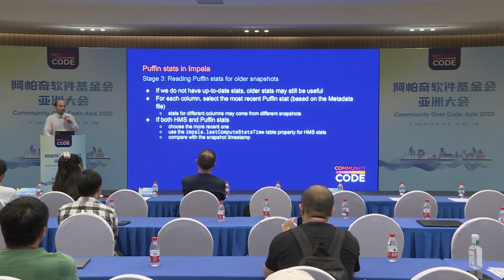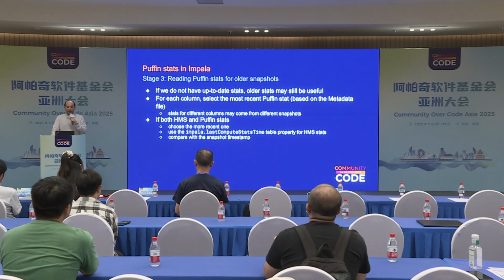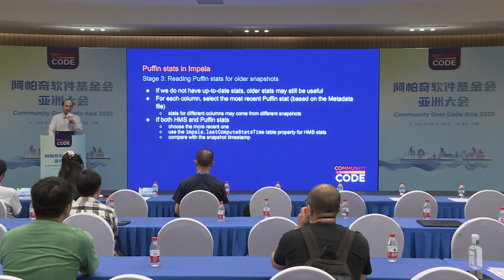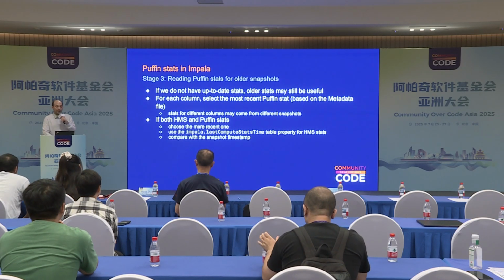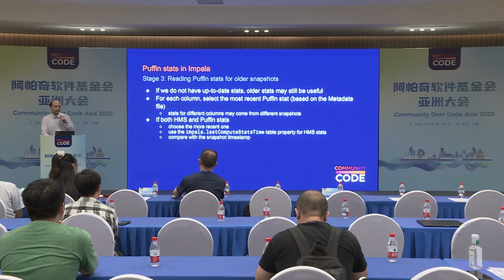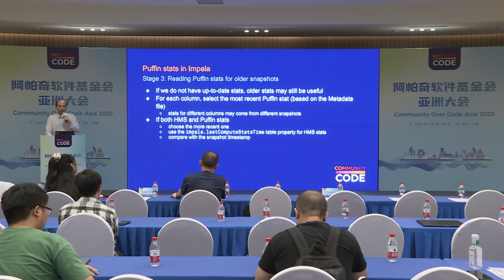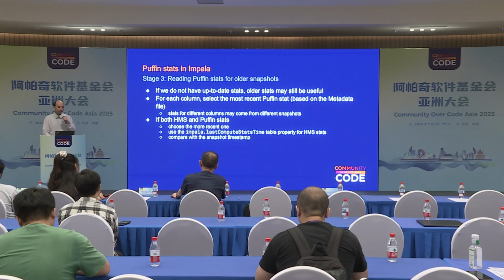And then the final stage, or the current stage, because we still have some work to do, is when we also read Puffin stats from older snapshots. As I said previously, older statistics may also be useful sometimes. What we want to do is to select for each column the most recent Puffin stat blob that we have. And we can do this based on the metadata, so we don't need to open Puffin files just to decide what we want to read.